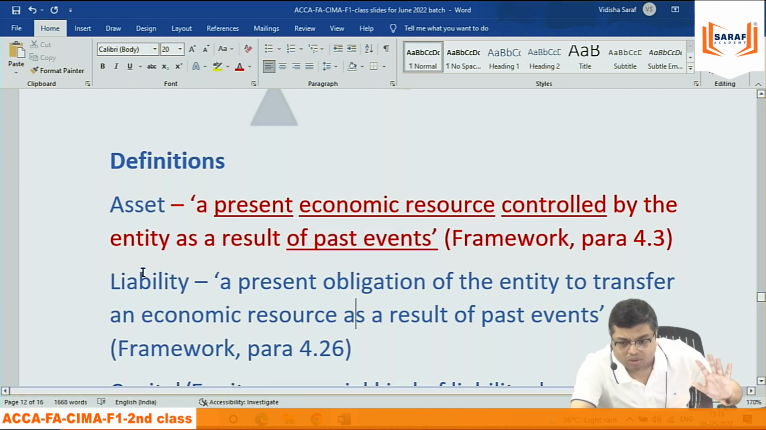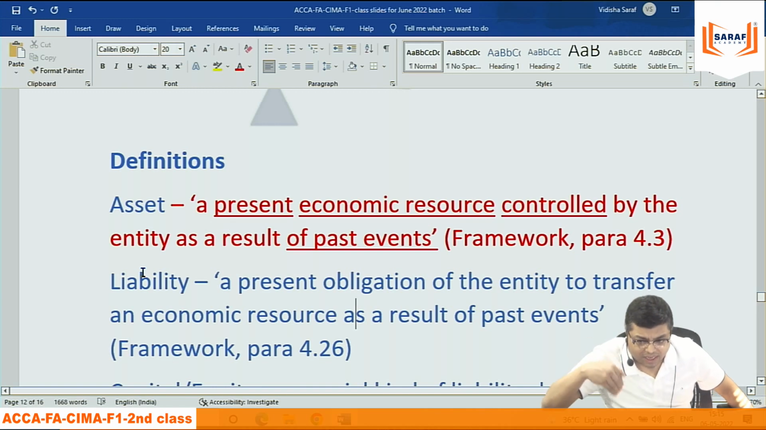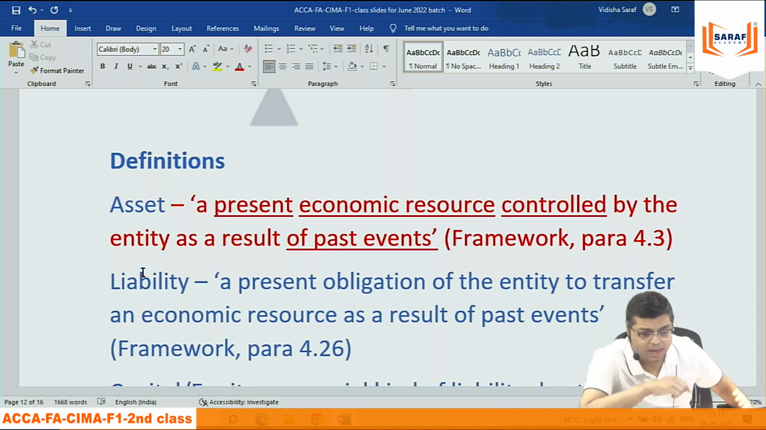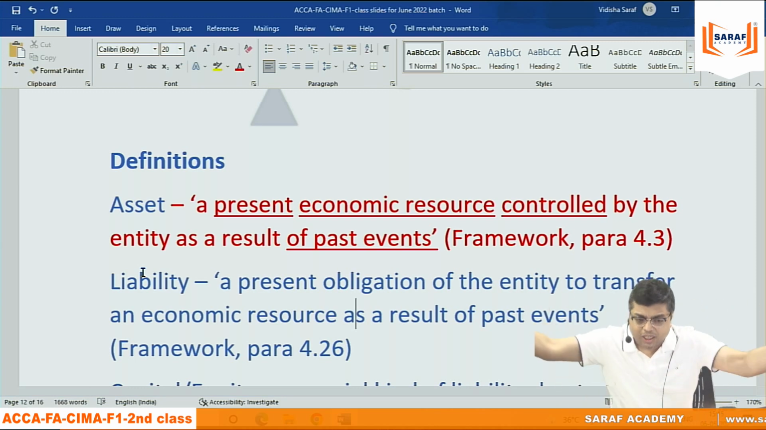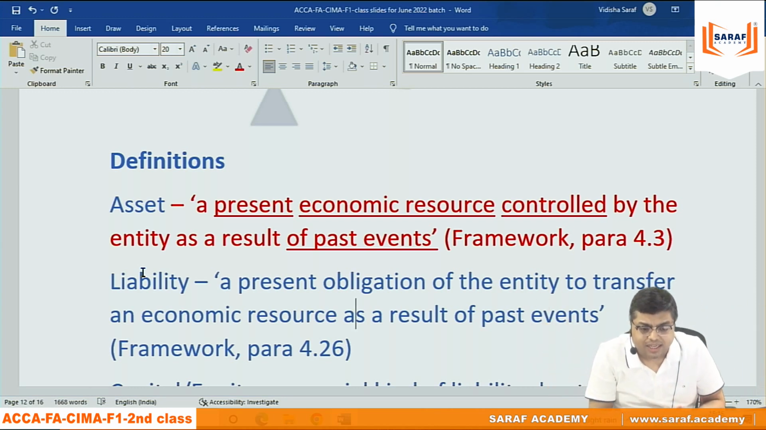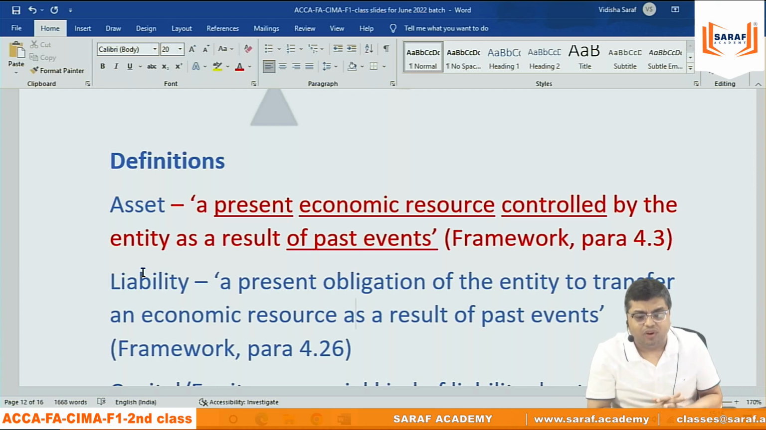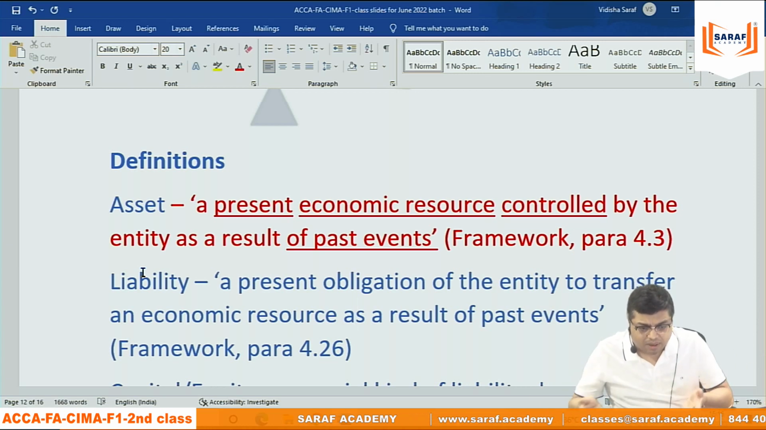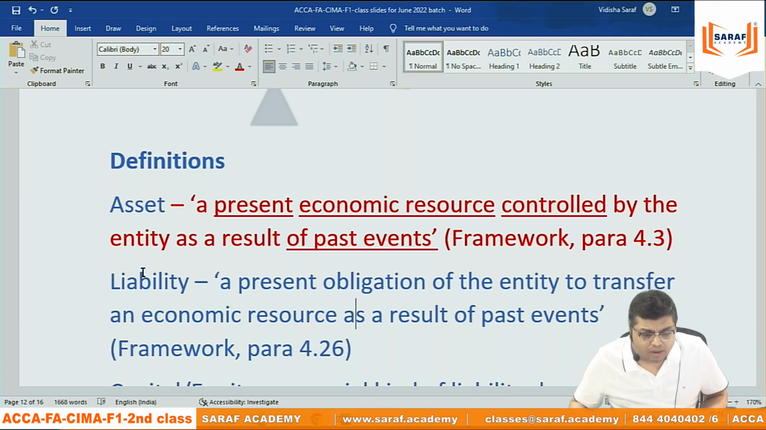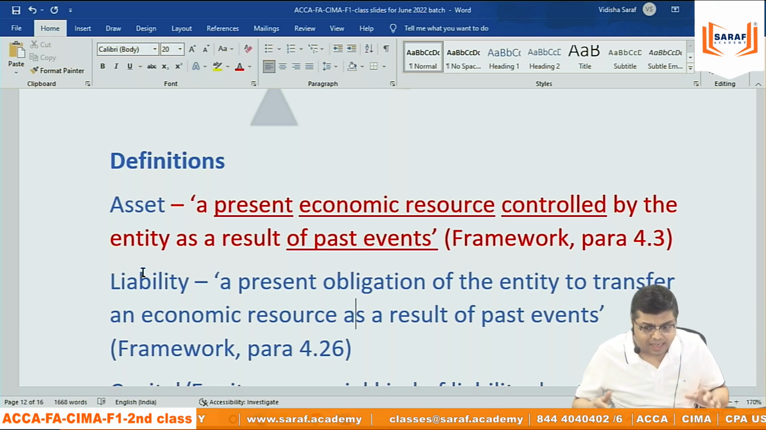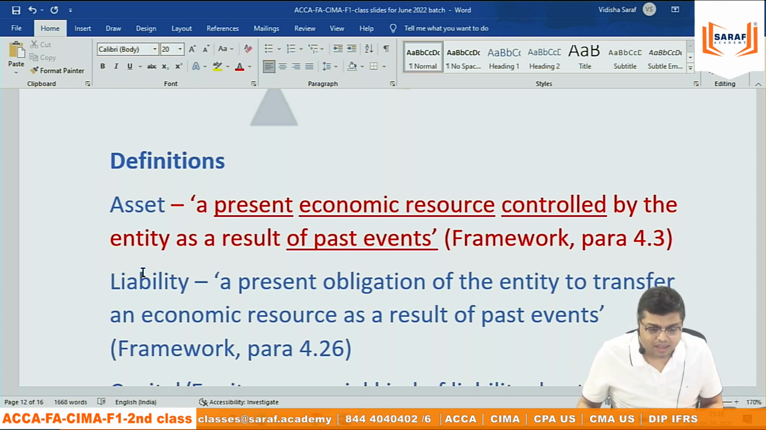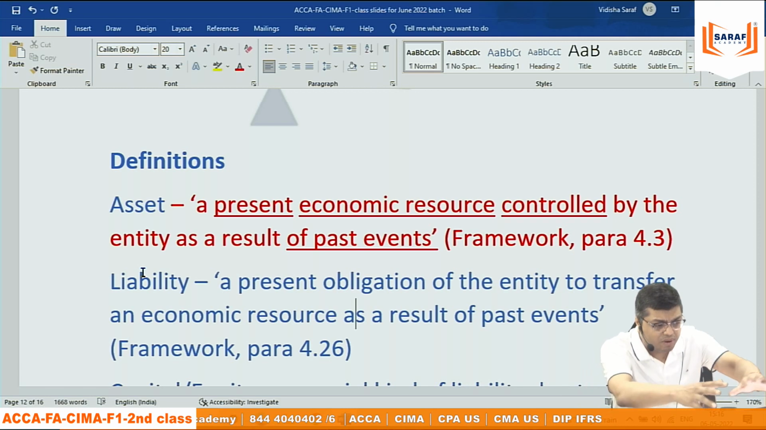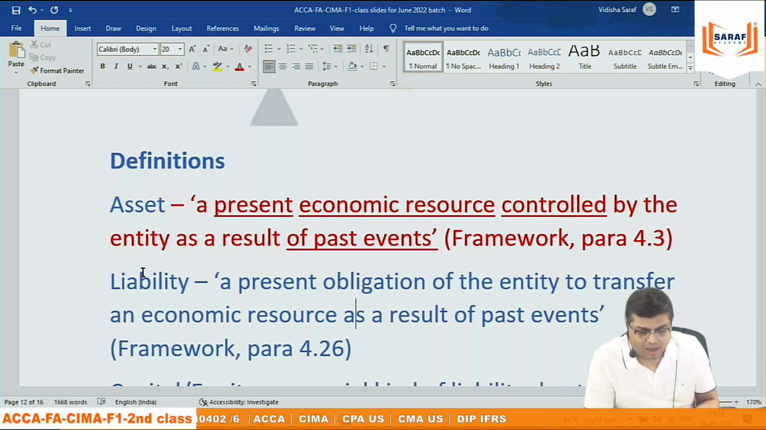Basically, if you forget about the definition, can I say that for Saraf Academy, this computer laptop is an asset? Can I say that for Saraf Academy, this property where I am taking the class is an asset? Can I say that the furniture, table, chair and all that which I am using for giving the class is an asset? Can I say this camera is an asset? Can I say whatever notes and all that I am using are an asset?